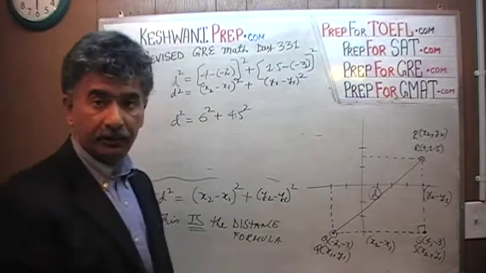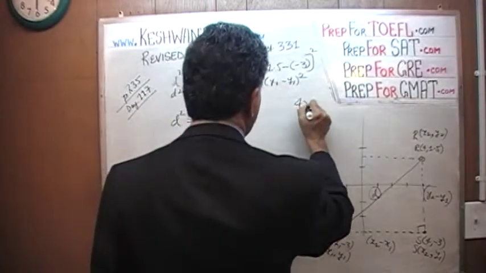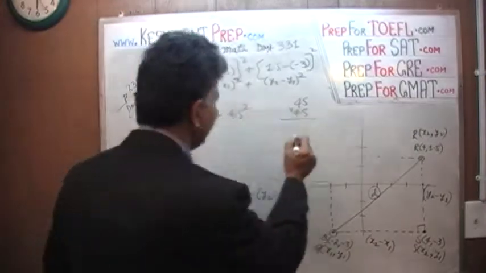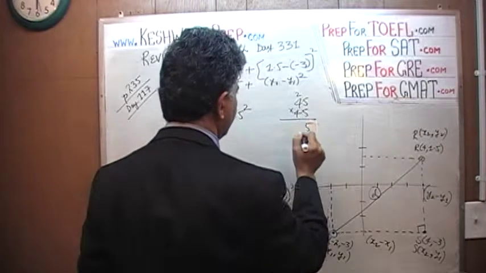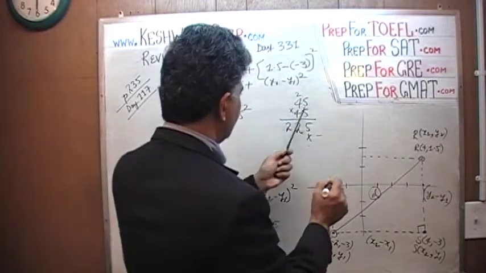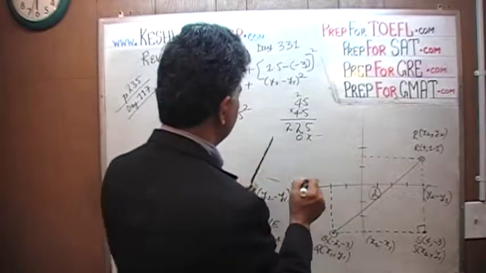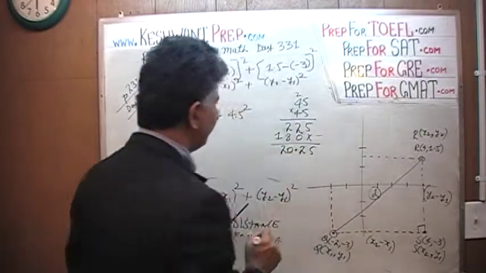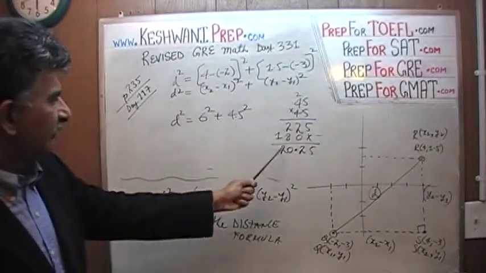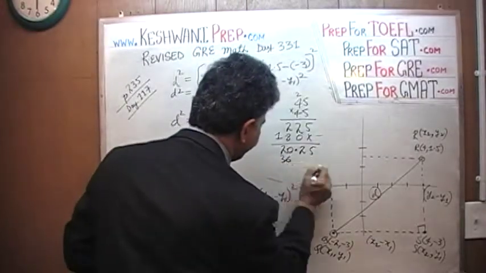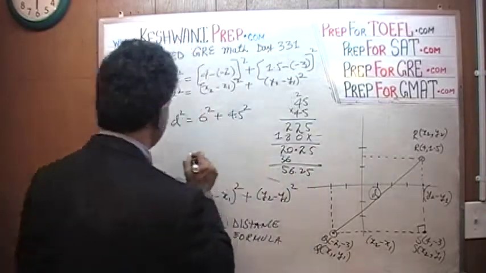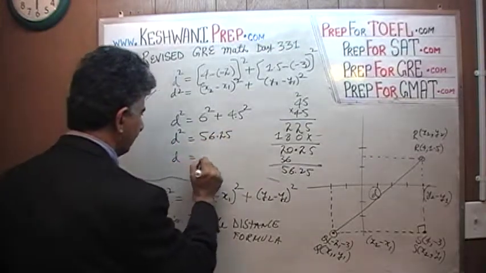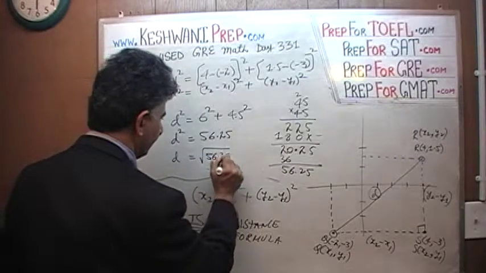How much is 4.5 squared? I don't know, let's find out. 4.5 is 45 times 45. 5 times 5 is 25. 5, carry 2. 5 4s are 20 plus 2 is 22. 4 5s are 20, that's 0. Carry 2, and 16 plus 2 is 18. So it looks like it's 20.25. 4.5 squared is 20.25, and plus 36, so we get 56.25. Our d squared is 56.25, and therefore our d is going to be the square root of 56.25.